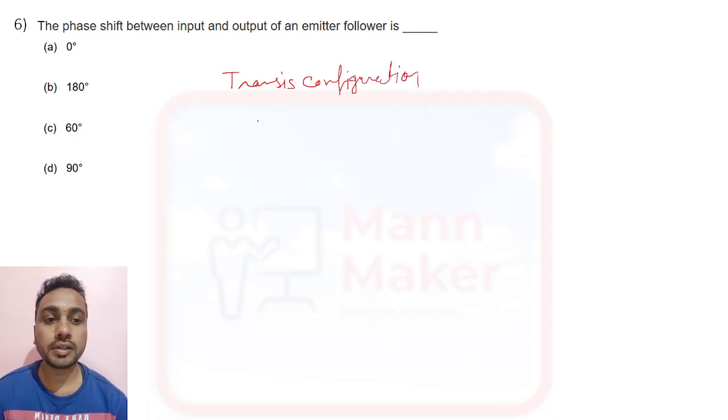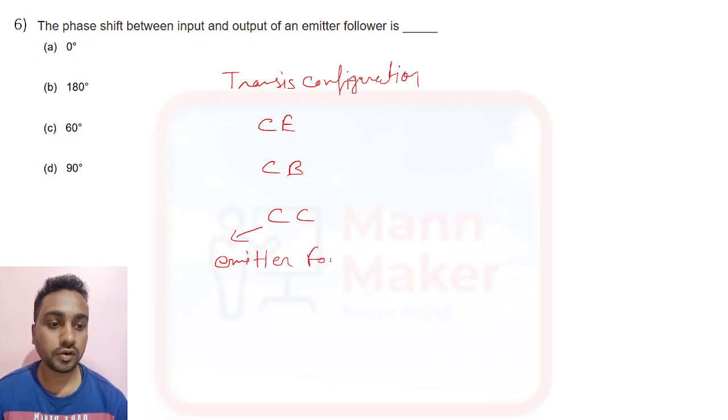So generally we have three types of transistor configuration: common emitter configuration, common base configuration, and common collector configuration. The common collector is also called the emitter follower circuit.